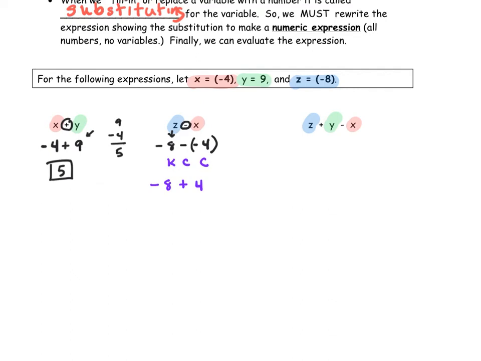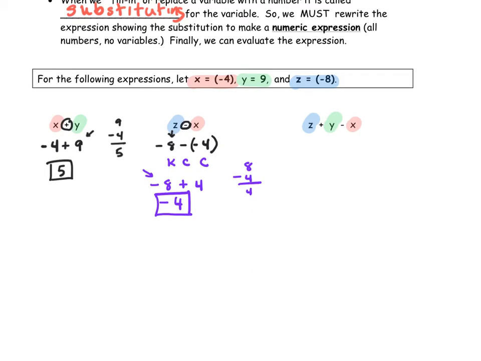So now that I have -8 plus 4, again, they're different signs, which means I'm going to take the highest absolute value minus the lowest absolute value. I'm going to get 4. And now I have to decide whether that's positive or negative. Well, I can see the number that has the highest absolute value is negative, so I'm going to keep this number negative. So it's -4.